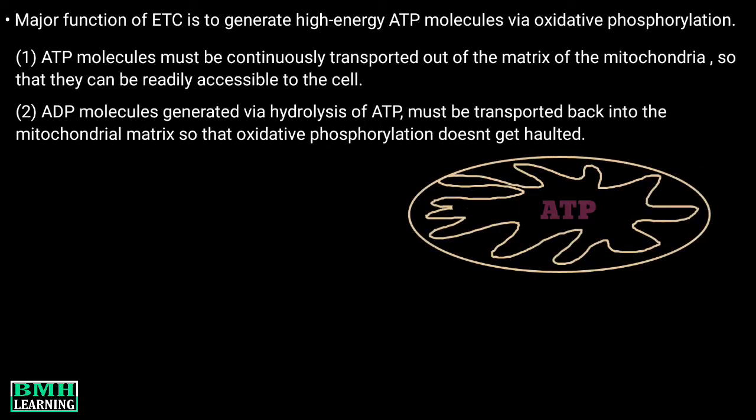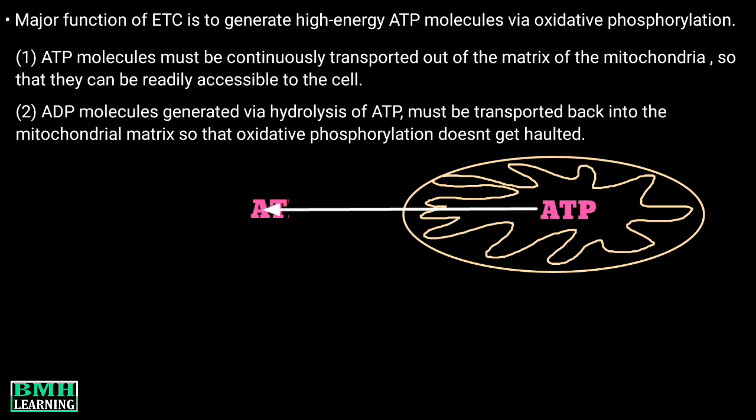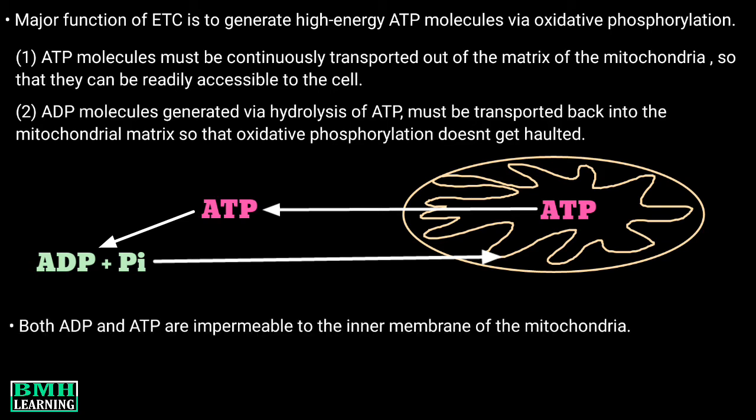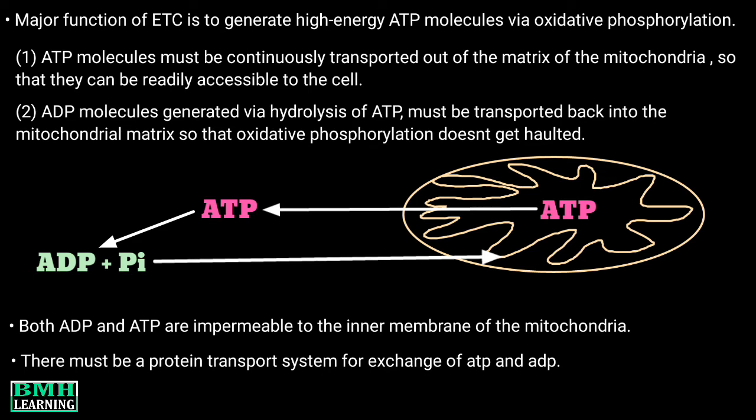This simply means, first we are taking the ATP out of the mitochondria. Then we hydrolyze this ATP. The ADP thus generated goes back into the matrix to replenish the ATP pool. But both ADP and ATP are impermeable to the inner membrane of the mitochondria. So there must be a protein transport system which helps in the exchange of ATP and ADP through the mitochondrial membrane.